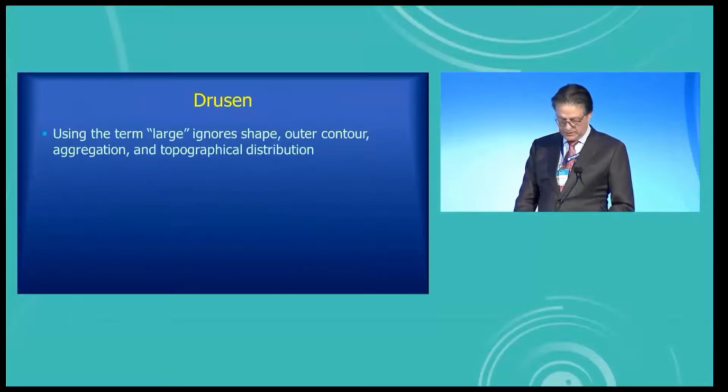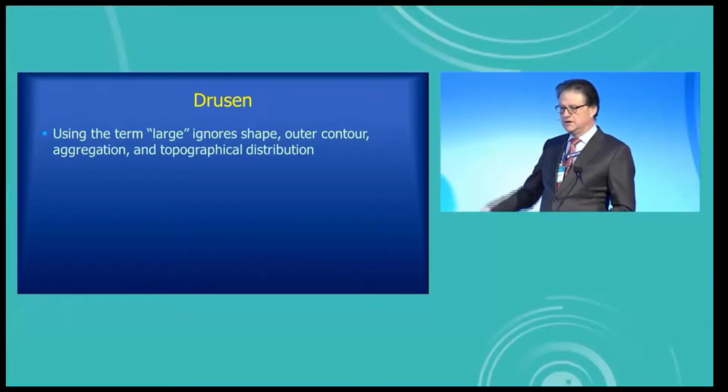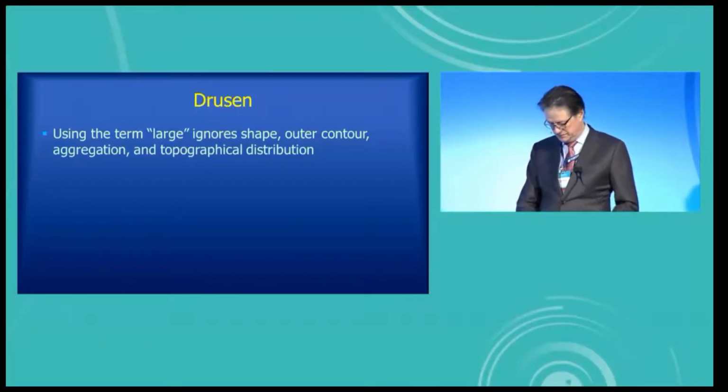I just want to mention one thing. Before people say, well, you can't tell soft or hard, that's hard to quantify, so soft Drusen are big and hard Drusen are small, so we'll just say large or small. But if you say that, then you're going to ignore the shape, the contour, aggregation, and topographical distribution of Drusen, so large and small is a kind of a dumb way to classify Drusen, in my opinion.